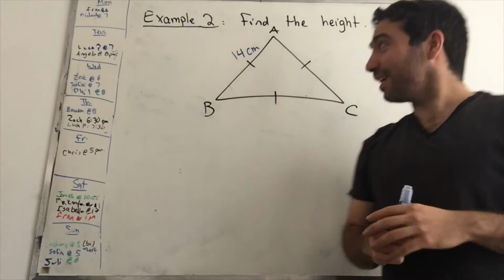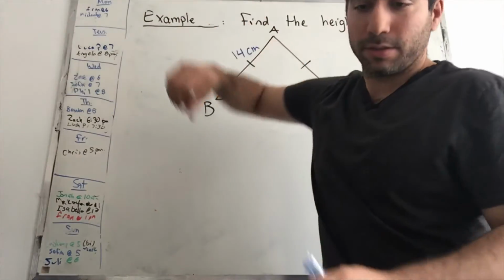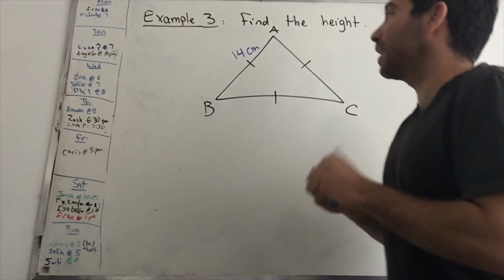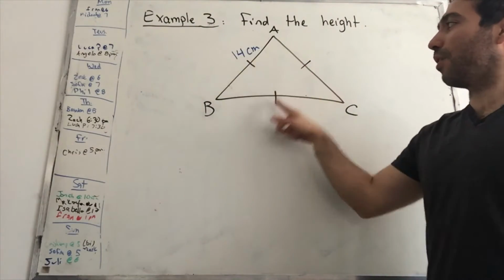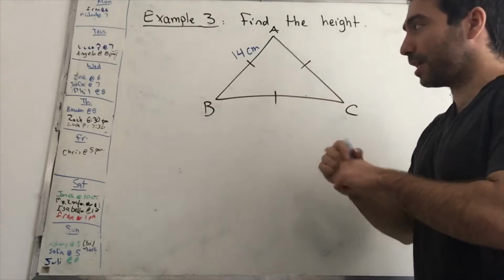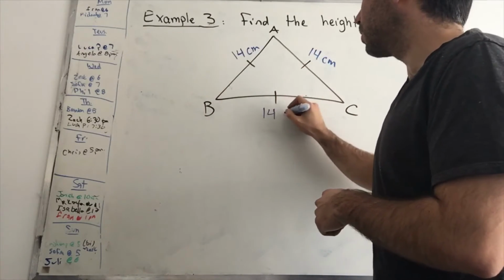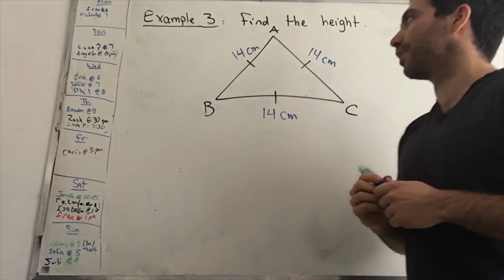Hey everyone, let's keep going. So in this example, let's maybe call this example 3 now. Very similar to the last example that we saw, where it asks us to again find the height of this triangle. Notice now that we have tick marks on all the sides. All 3 sides have tick marks, which means that all the sides are the same. They're all 14 centimeters. We call this type of triangle an equilateral triangle. All the sides are the same, so an equilateral triangle.